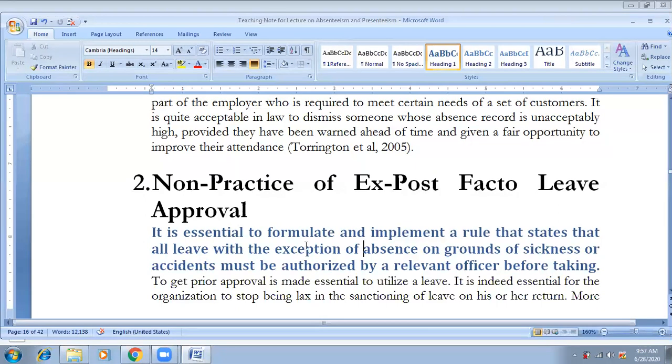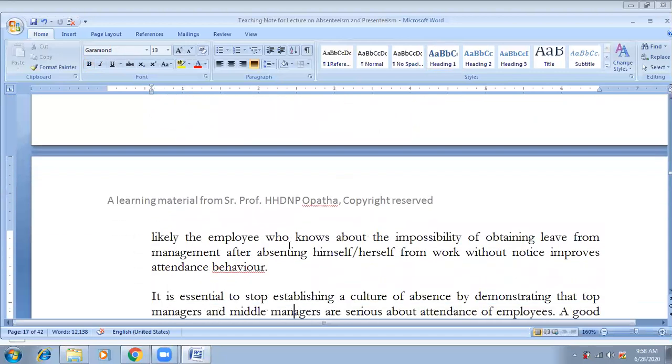But of course, there are exceptions. One is absence on grounds of sickness. Normally you don't expect to be sick. Sickness comes without invitation. Also accidents come without invitation. So therefore, except sickness, for all other reasons, if you become absent, according to this, you have to get the permission before becoming absent.